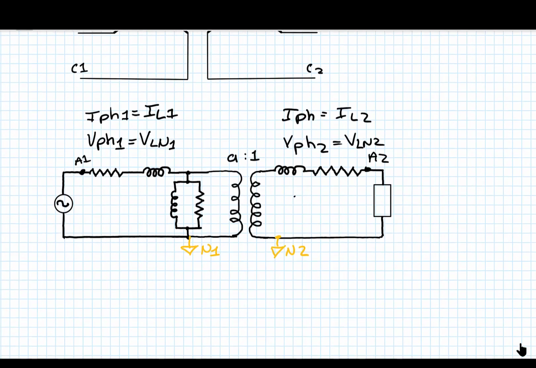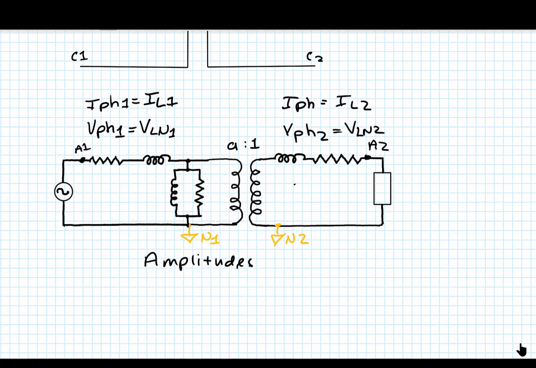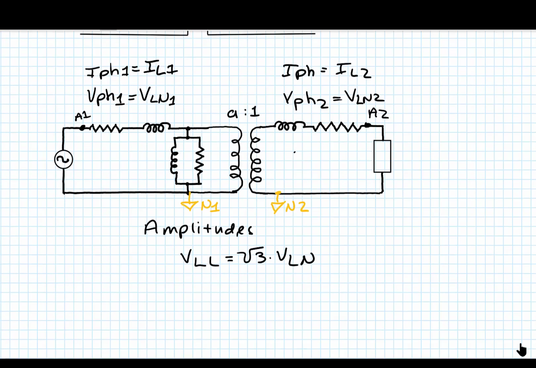We know that the amplitudes of the voltages we're talking about here are related between line to line and line to neutral by a factor of square root of 3. So V line to line is square root of 3 times V line to neutral. Or we could say that the V line to neutral on either side is equal to the V line to line divided by square root of 3. So whenever we're looking at a line to neutral circuit, this is true.